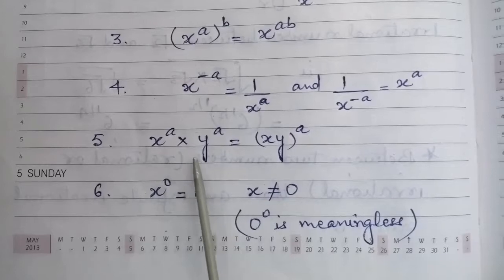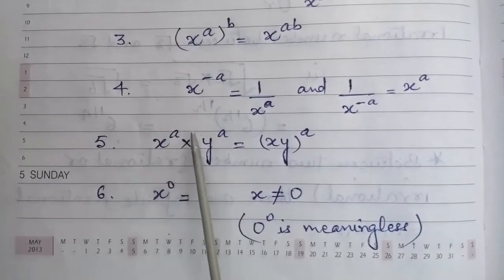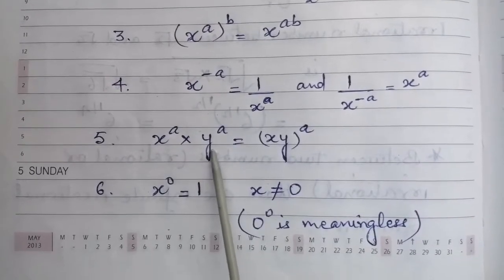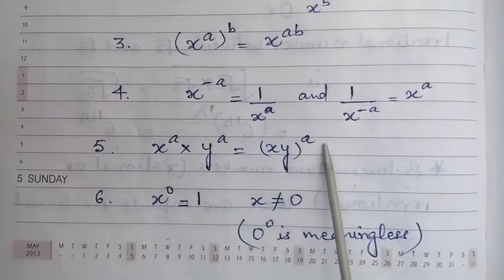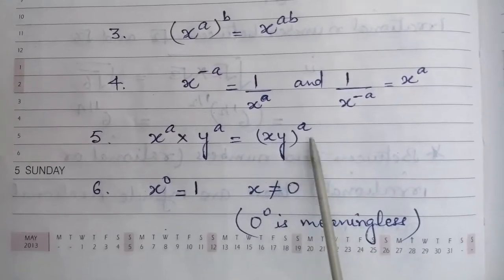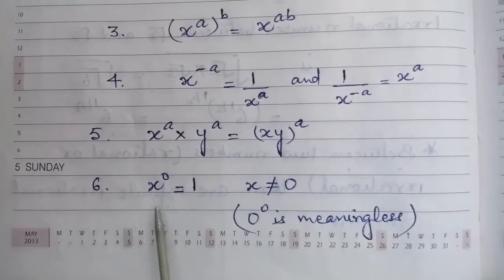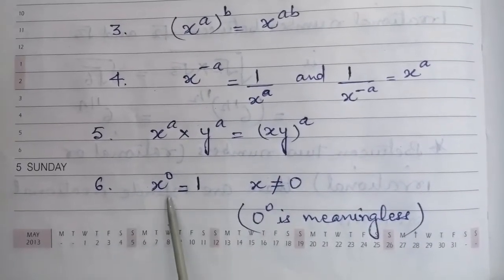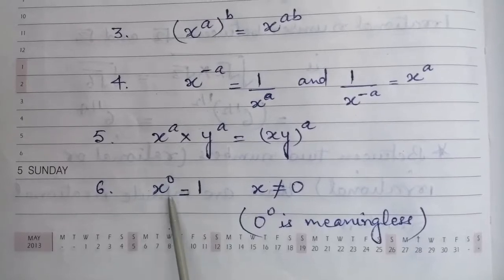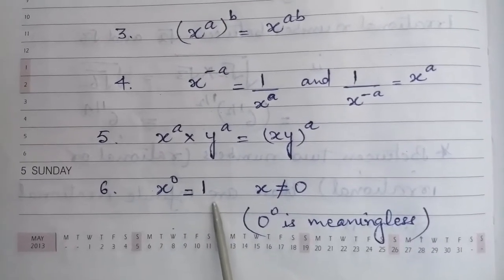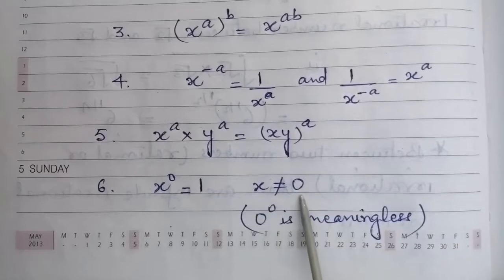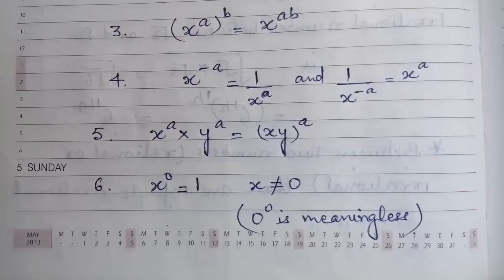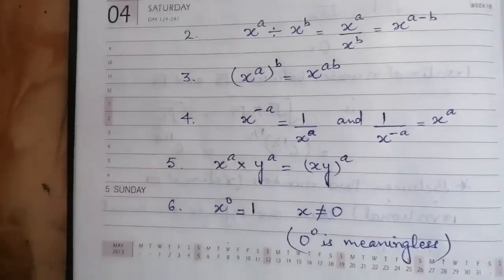If you have different bases but same powers, so x raised to power a multiplied by y raised to power a, right? Powers are same, so you can multiply these. So x multiplied by y whole raised to power a, that is, I can write xy raised to power a. And last one is, any real number raised to power 0, that is x raised to power 0, that is 1, but x cannot be 0, right? Because 0 raised to power 0 is meaningless. Now I come to the application of these formulae.